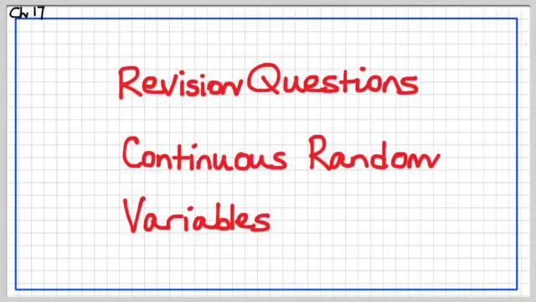Hi guys, let's have a look at some revision questions on the subject of continuous random variables, which falls under the area of study of probability. I'm going to assume that this is tech free for some of it and tech enabled for other parts of it. I'll just do the commentary on which way we're treating it as we go.